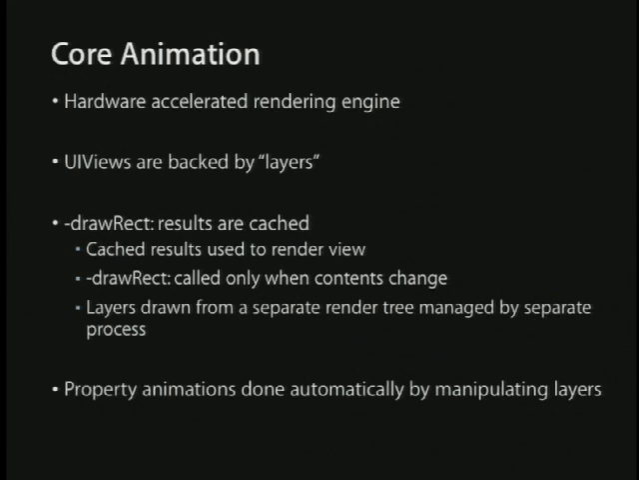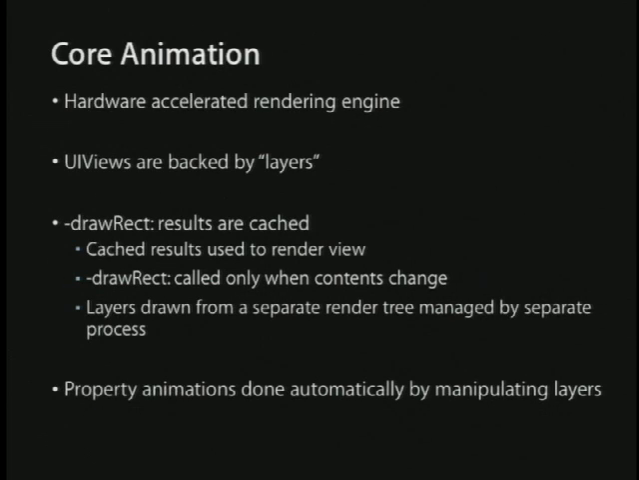It never has to call drawRect again. It knows what they look like. It can just recomposite them. So the drawRect results are cached. That's what that means. Every view caches its results of its drawRect in a separate backing store. And those cached results are what are used to render the actual view.